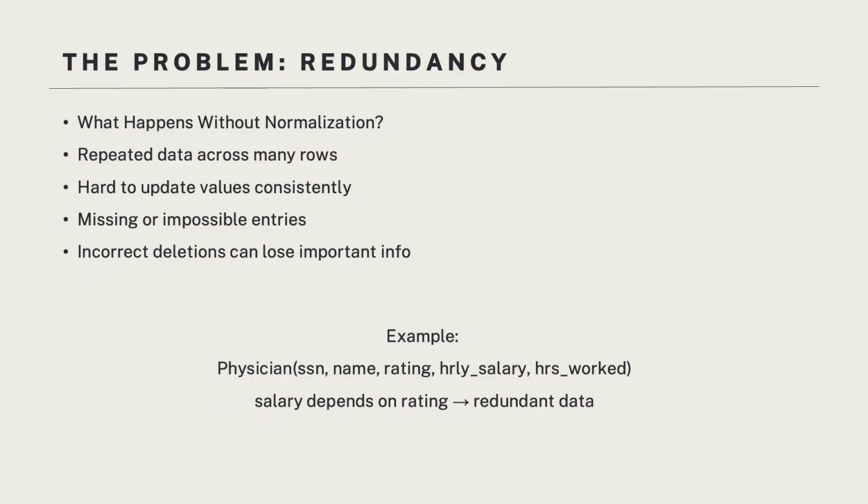Here's a simple example. We have a physician table that includes SSN, name, rating, hourly salary, and hours worked. But rating determines salary, meaning salary is repeated every time a physician appears. If rating changes, you have to update salary in every row. If we miss one row, you end up with inconsistent data. If you delete a record, you might lose the salary value entirely. These problems are called anomalies: update, insert, and delete anomalies. Normalization solves this.